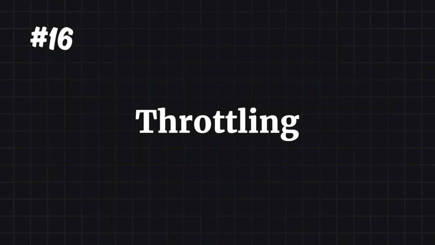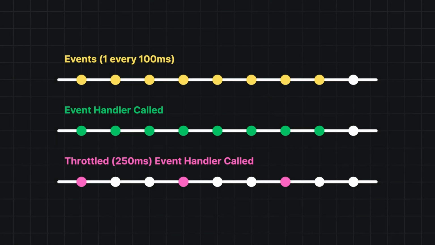On the other hand, throttling controls how often a function is allowed to run, like once every 200 milliseconds. It helps improve performance and avoid overwhelming your app with rapid-fire events like scrolling or resizing.